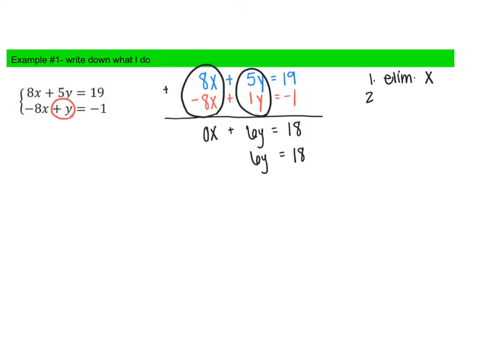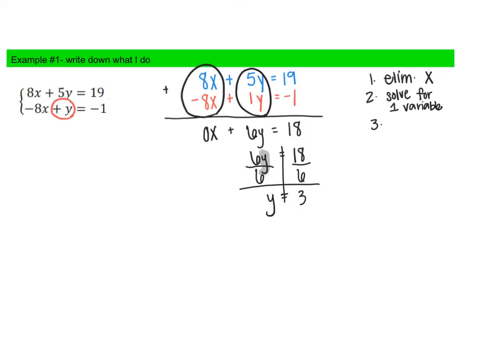From there, the second thing I'm going to do is solve for one variable. In this case, the one variable is the y. So I want to get this y by itself. Right now, it is being multiplied by a 6, so I'm going to have to divide by that 6. And if I do it to one side of my equation, I do it to the other. And I'm left with y equals 3. So I got y equals 3.